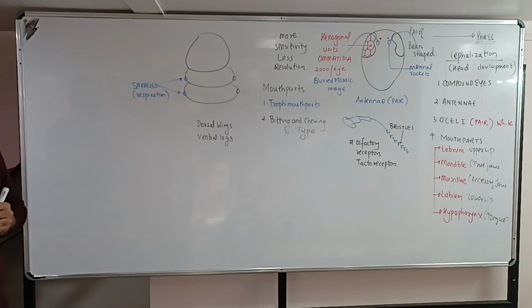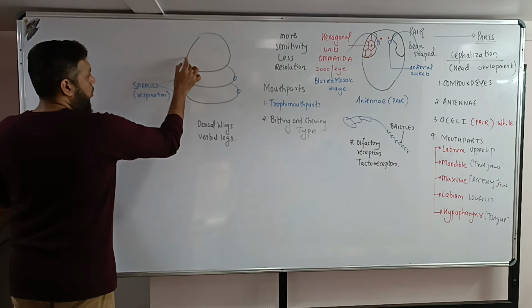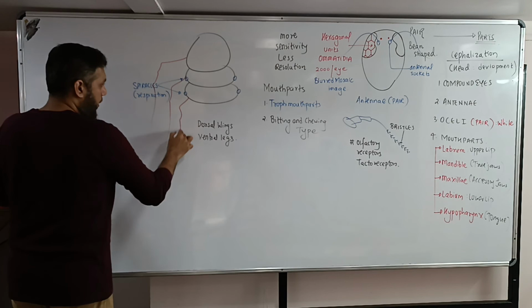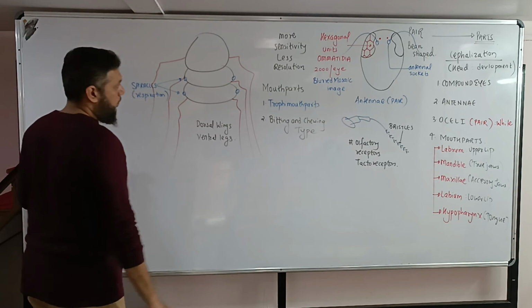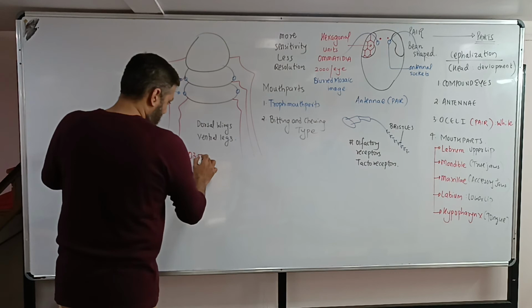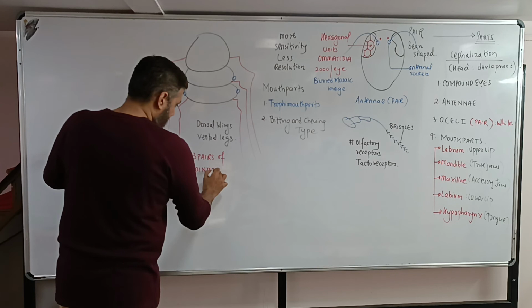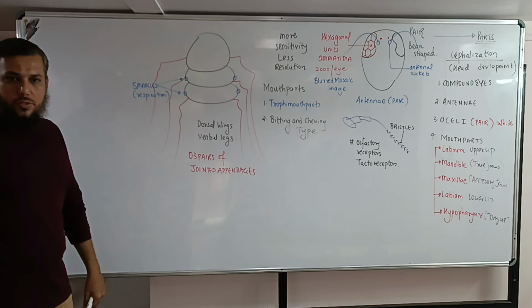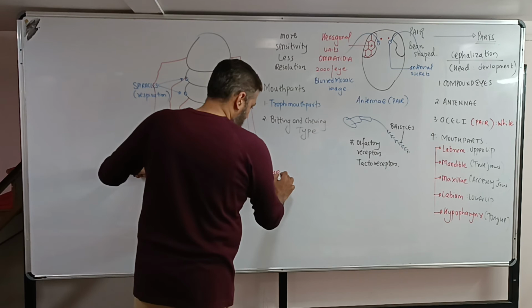Okay? Then, how many pairs of legs are there? Three pairs. That is, prothoracic, mesothoracic and metathoracic. So, three pairs of jointed legs. So they are jointed appendages. That is why the name of the phylum is Arthropoda.